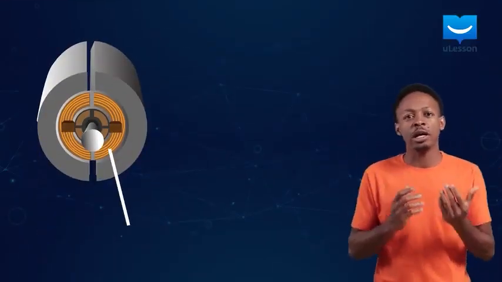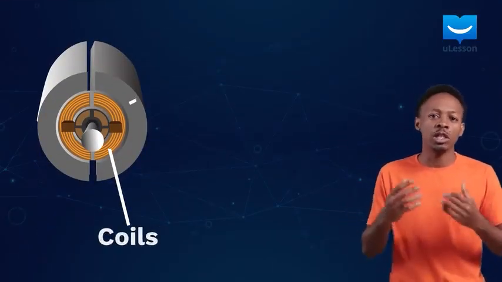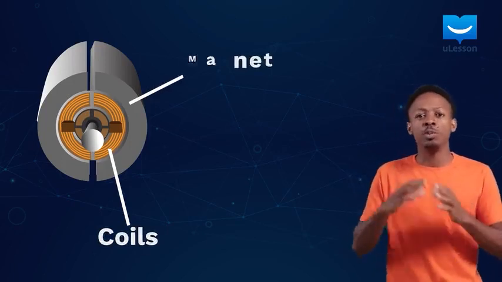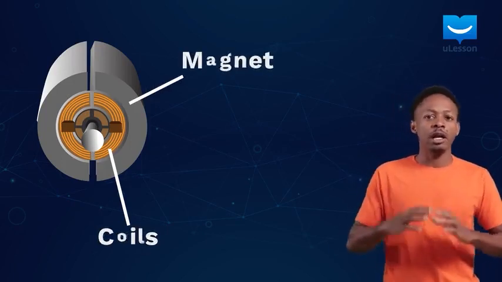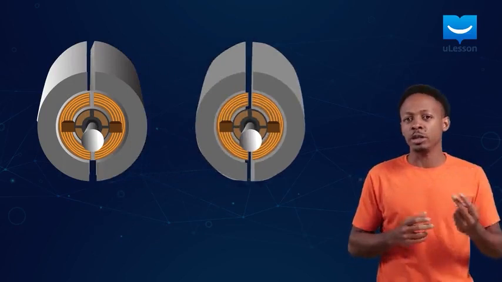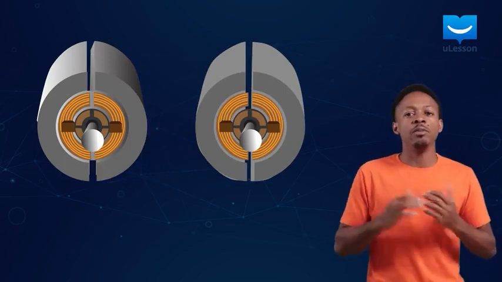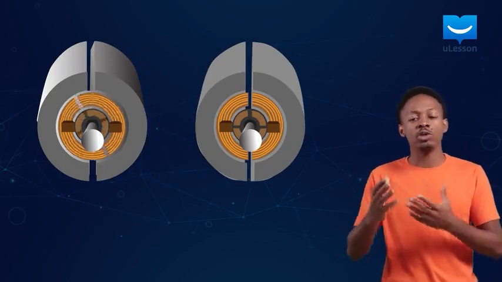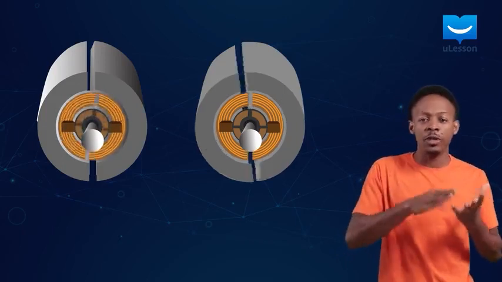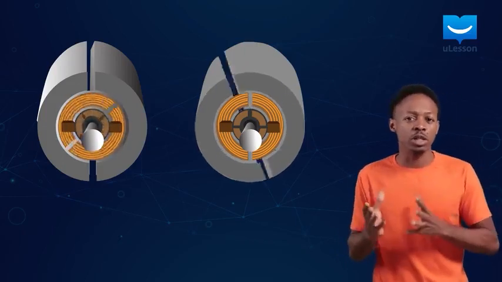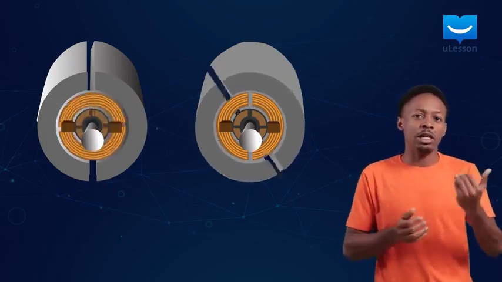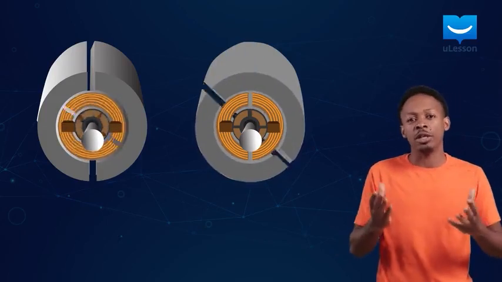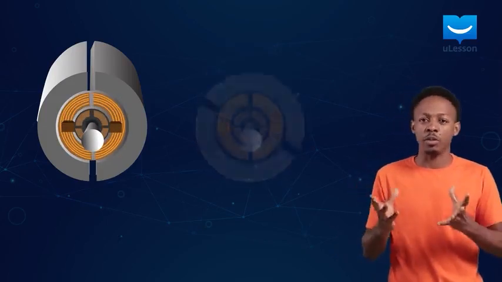Instead of a loop, electric motors have a coil or set of coils placed between the poles of a magnet. An electric motor can be made in two ways. It can be made in such a way that the magnet is fixed and the coil is made to rotate, or the coil is fixed and the magnet is made to rotate. Let us look at an electric motor where the magnets are fixed and the coils are made to turn.